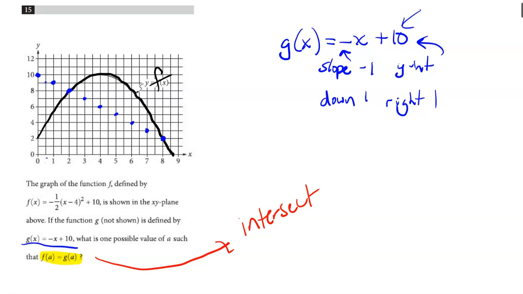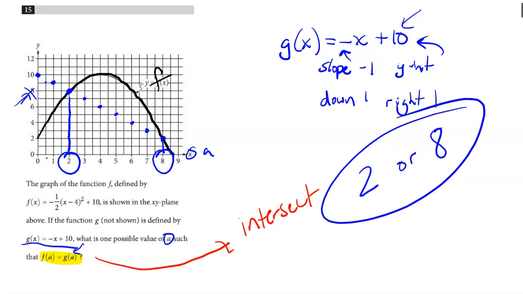So it looks like there's two correct answers for this one. One correct answer is, actually, I don't want that number because it says, what is one possible value of a? I want the input. So the input is basically our x. So it happened right here at 2, and then it happened right here at 8. So you could either put 2 or 8, and you would have the correct answer. When they use the word possible, that pretty much lets you know there's going to be more than one answer that's correct.